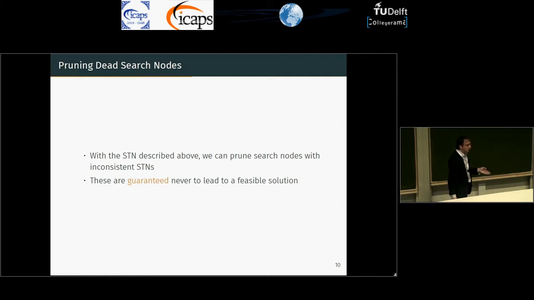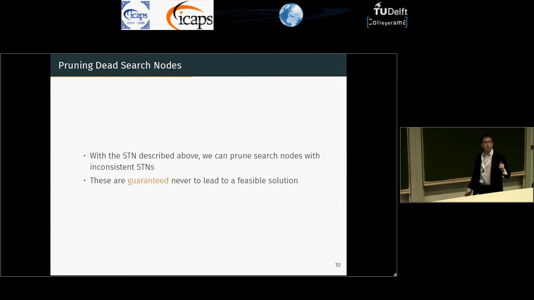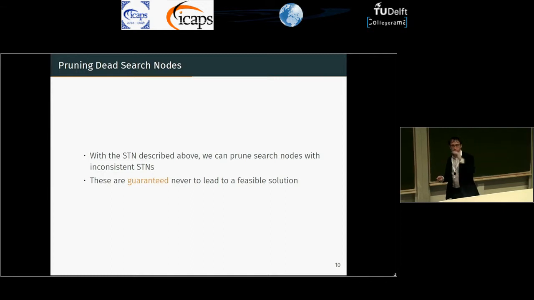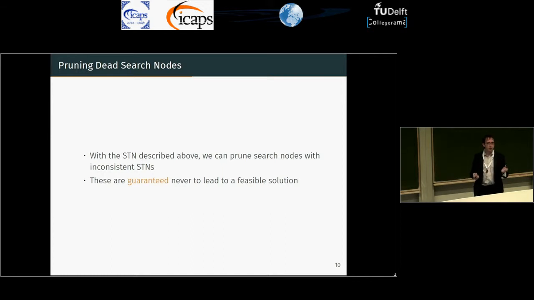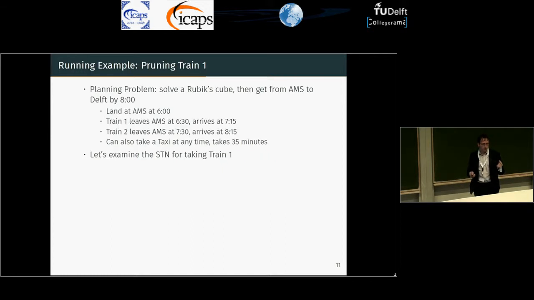So if we update our STNs, we can prune search nodes with inconsistent STNs, because as soon as we have this effect of now pushing everything later and later in the start, so it can't start at 0 anymore, that's going to actually allow us to prune some states which would lead to plans which could never actually be executed. I'll give you a concrete example.